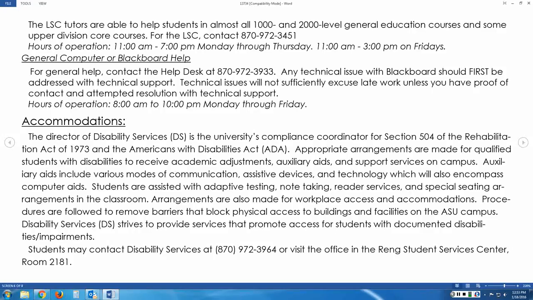I do make expectations that anytime you experience a technological challenge that you have contacted Blackboard help, you have generated a ticket, and they have given you a course of action that you can pursue. They need to know when things don't work correctly, and so that's the first thing that you would do. Otherwise, I'm going to consider it not an excused reason for you to have not met the deadlines.